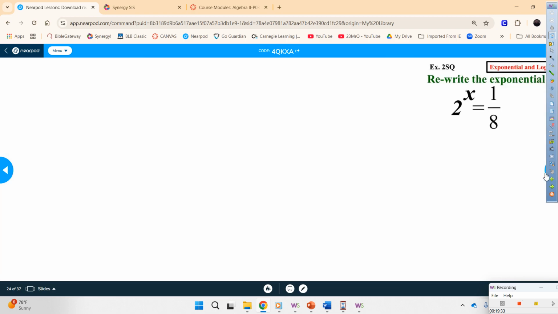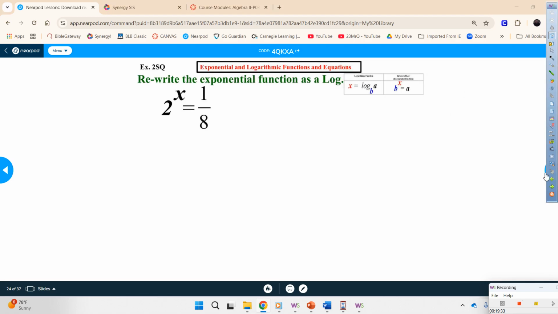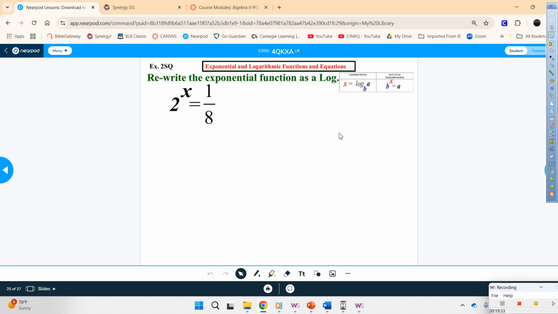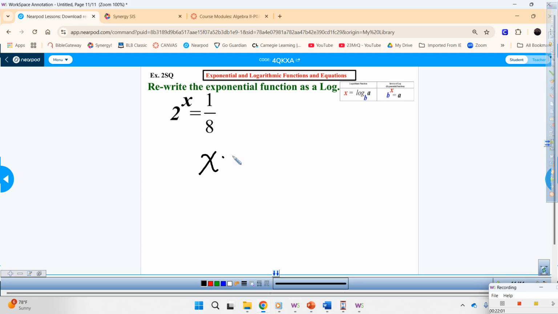2 to the x equals 1/8. We write that as a log, and then send it to me on the screen, please. All right, not bad, not bad. All right, give me the log, please. Mariah, tell me what to write. X equals log base 2 of 1/8. Hands if you got that.